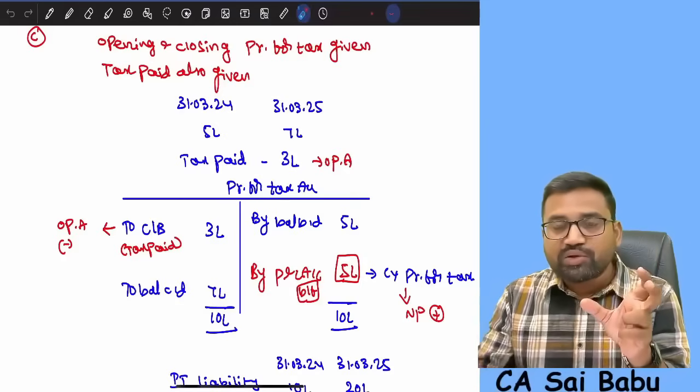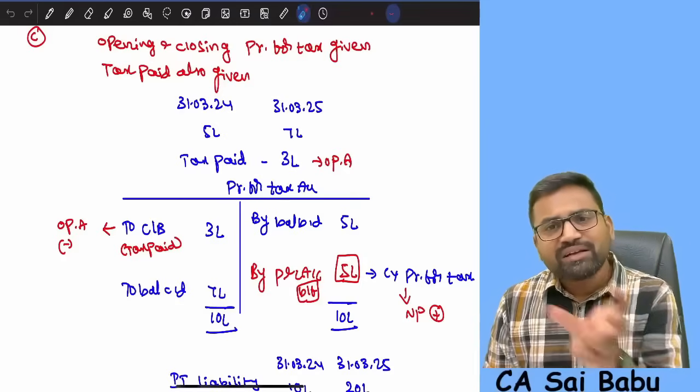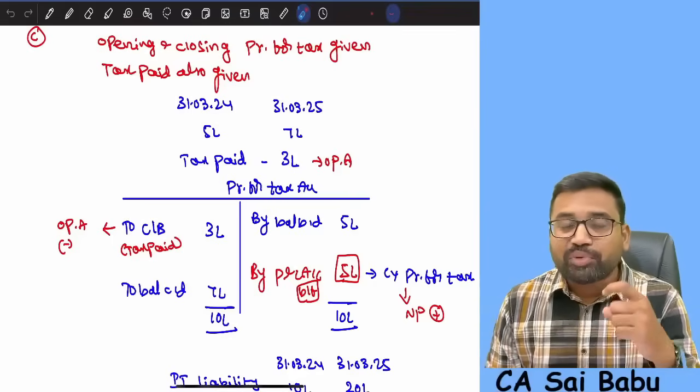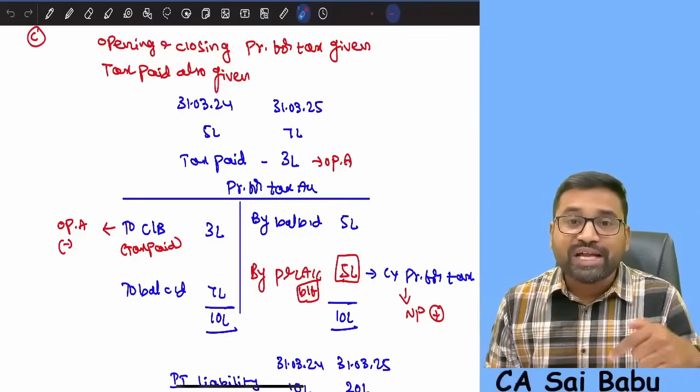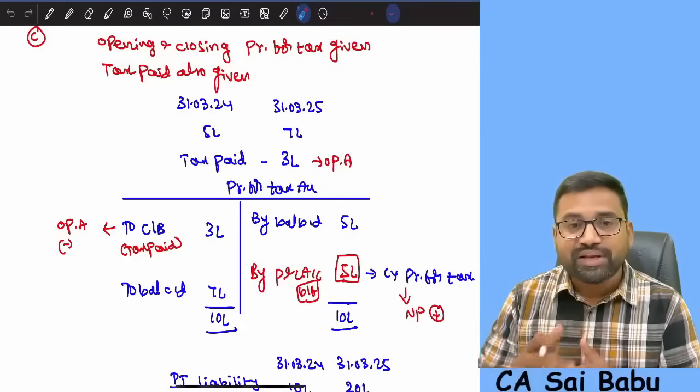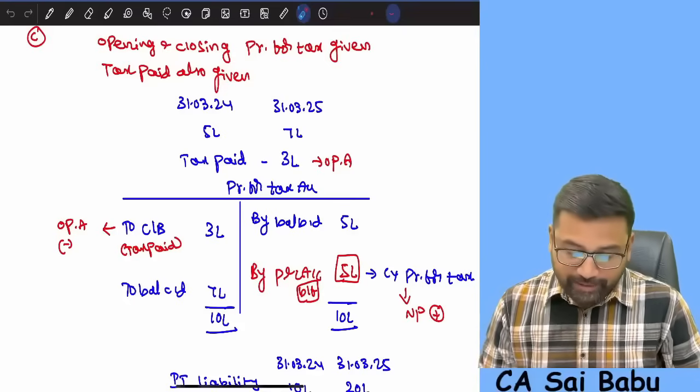Suppose opening given, closing given, tax paid given. If it is given, directly consider it in operating activity. And the balance figure is nothing but the current year provision for tax. When net profit before tax is not available in the indirect method and you want to find out cash flow from operating activities, for that you should add back this provision for tax.